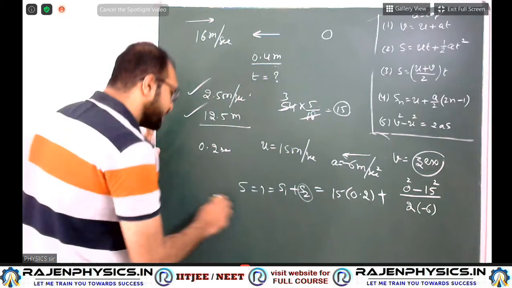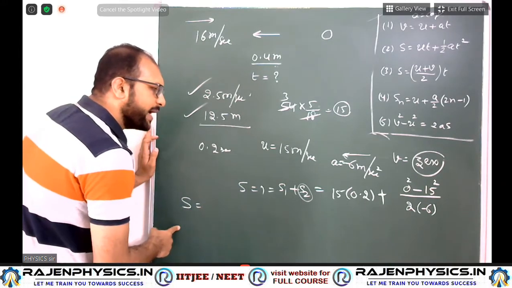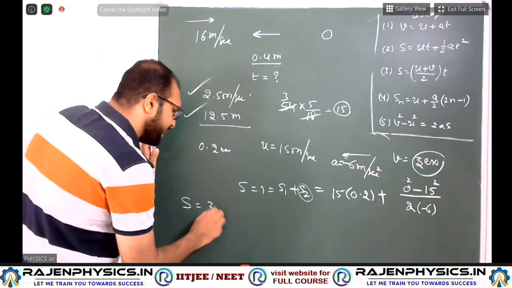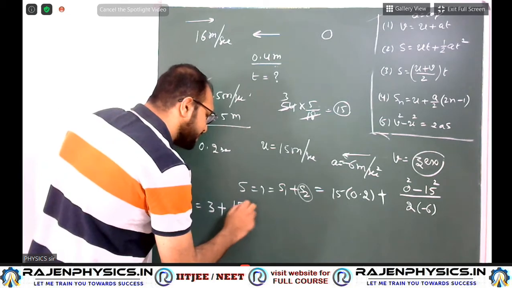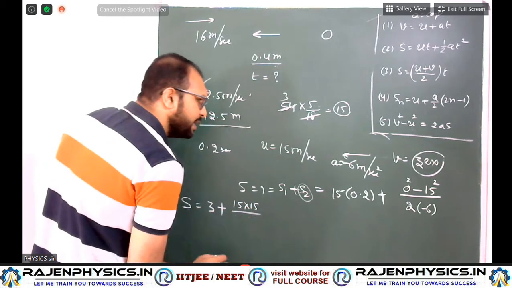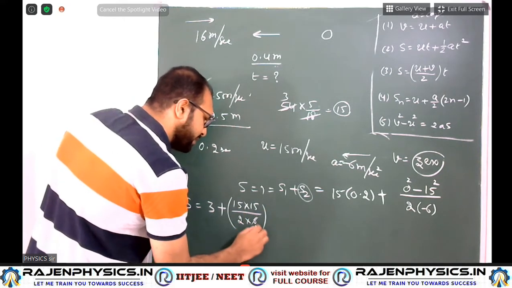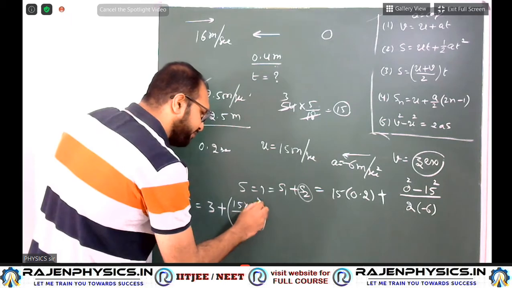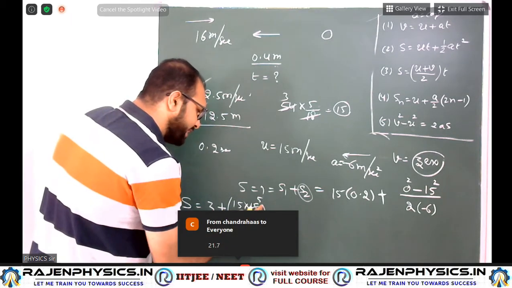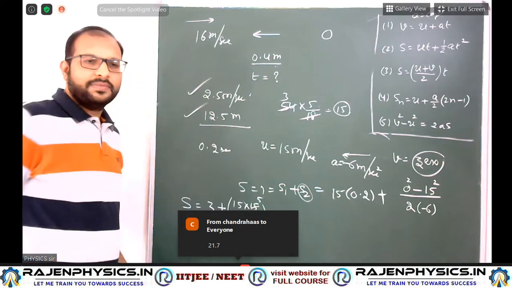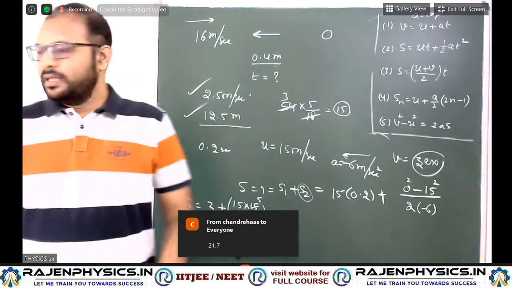So therefore, students, total distance S equals 15 into 0.2, that is 3, plus 15 square divided by 2 into 6, that is 15 into 15 divided by 12, 3 5s. So 15 into 5, that is 75 by 4, plus 3. So students, this is the answer.